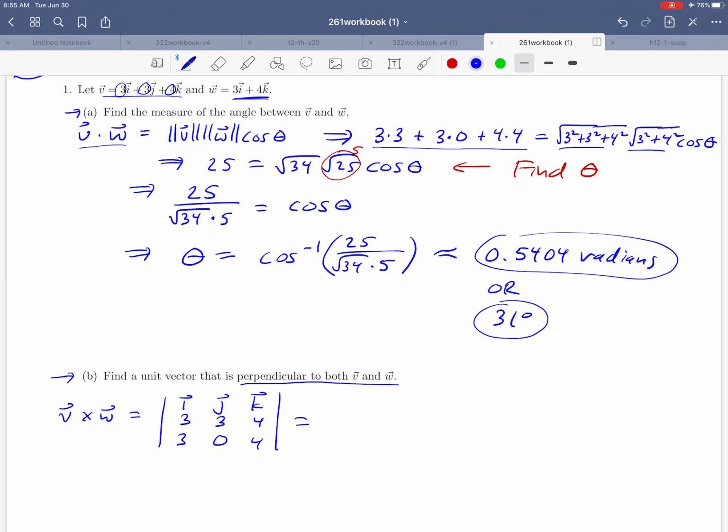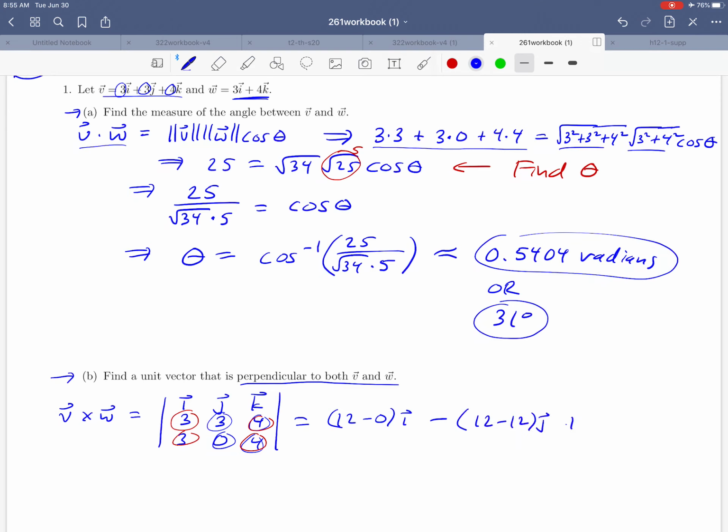All right, so starting with the i component, we are going to get 3 times 4 minus 4 times 0. That's going to be 12 minus 0i. And then the j component's going to have a minus sign associated with it. Okay, and if we cross out the row and the column that are in the j, we're going to be taking 3 times 4 minus 4 times 3. That's 12 minus 12.